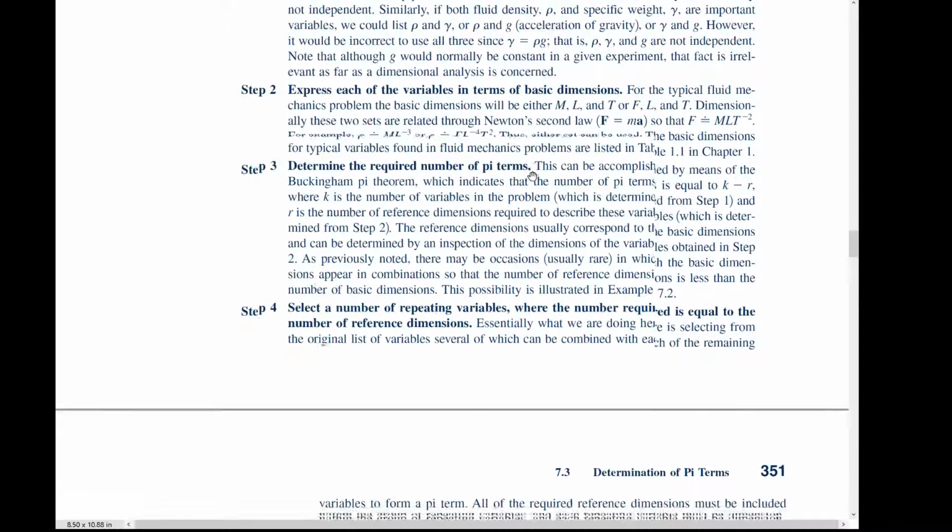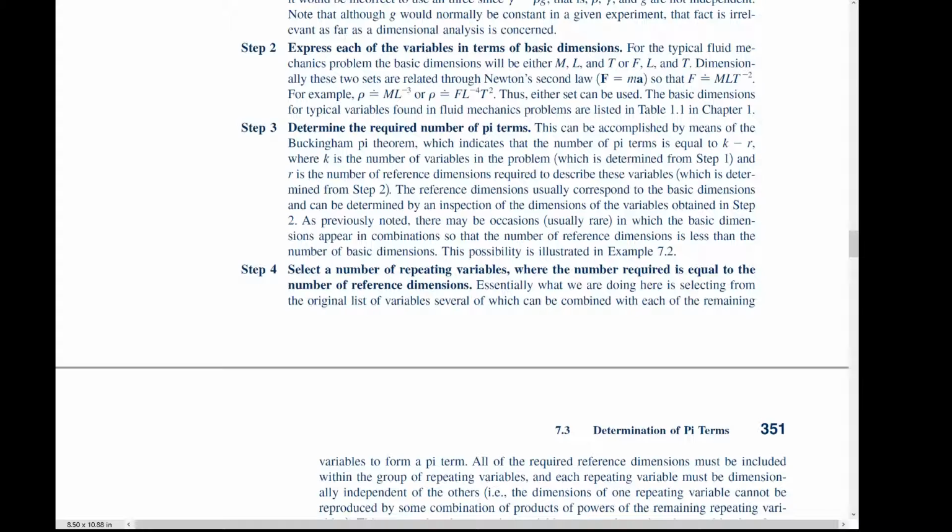Step 3, determine the required number of pi terms. This can be accomplished by means of the Buckingham Pi Theorem, which indicates that the number of pi terms is equal to k minus r, where k is the number of variables in the problem, which is determined from Step 1, and r is the number of reference dimensions required to describe these variables, which is determined from Step 2. The reference dimensions usually correspond to basic dimensions and can be determined by an inspection of the dimensions of the variables obtained in Step 2.